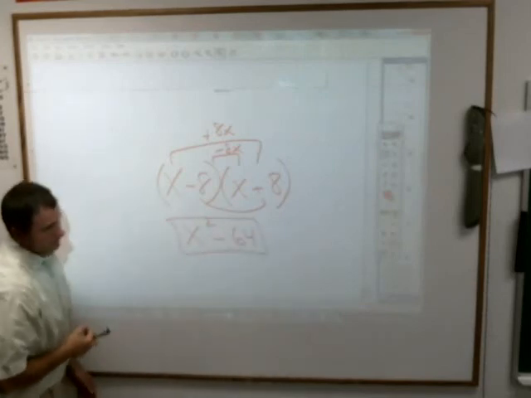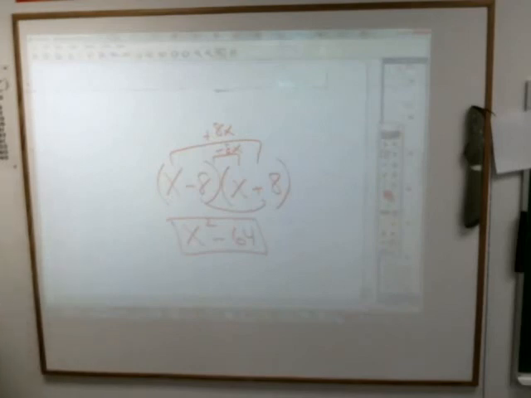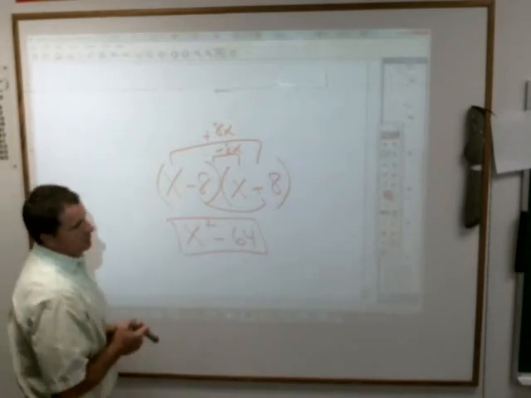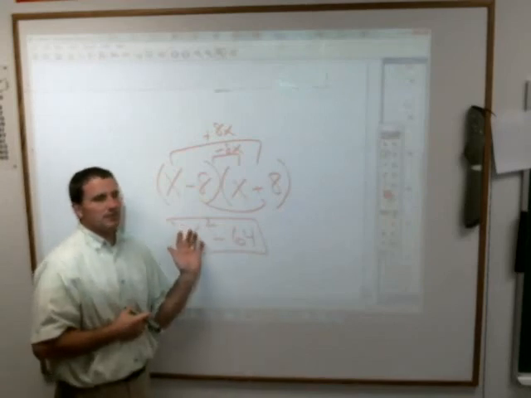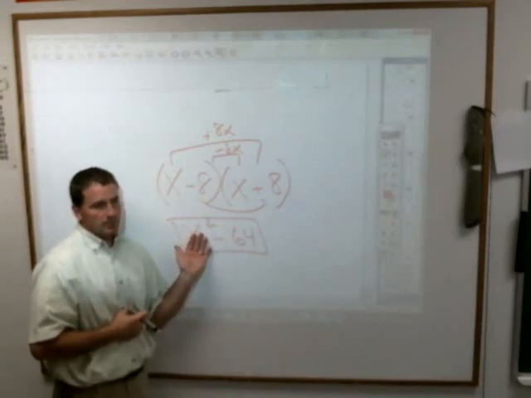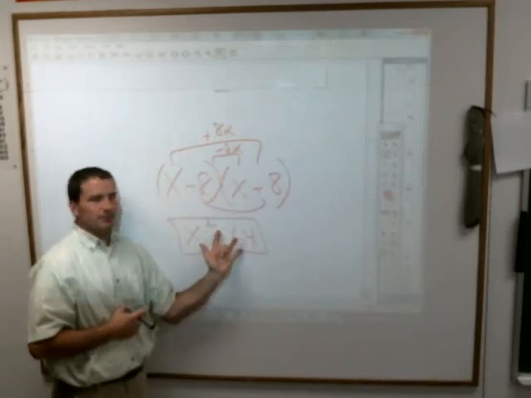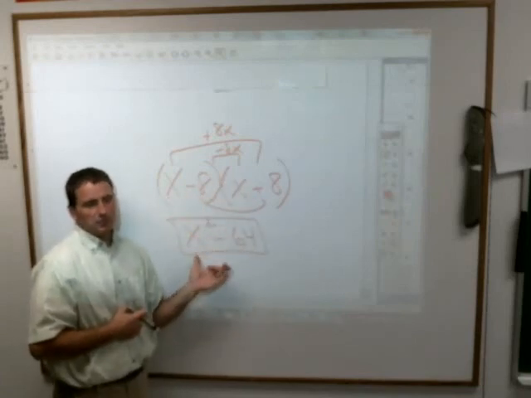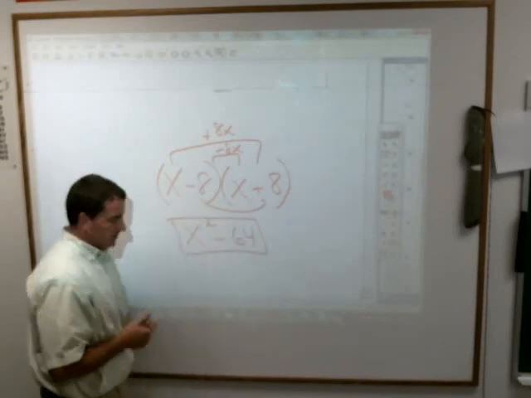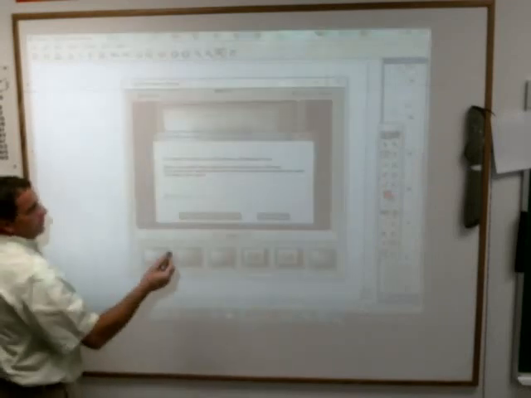Now, the reason why it's important to think of FOIL, children, is because along the way this year, you are actually going to be given the trinomial, and you're going to have to work your way back to what two binomials gave you the answer. So you're going to have to do it backwards. Let's not focus on that right now.